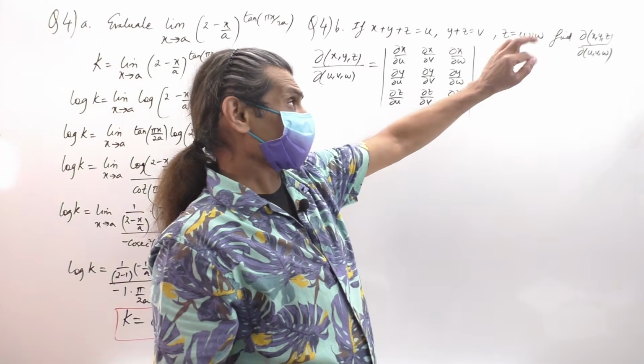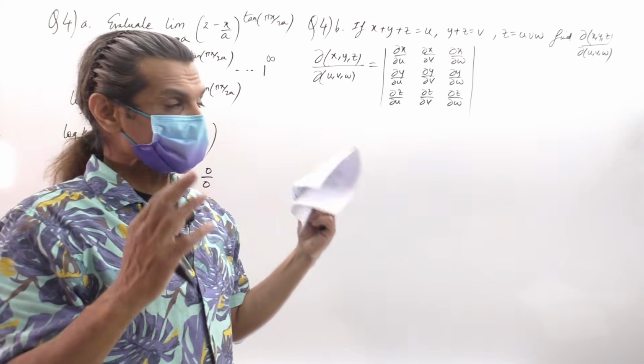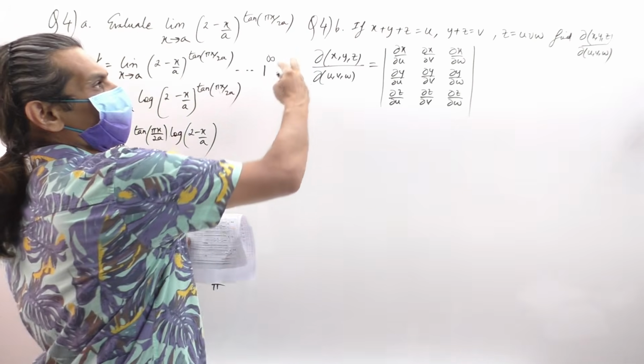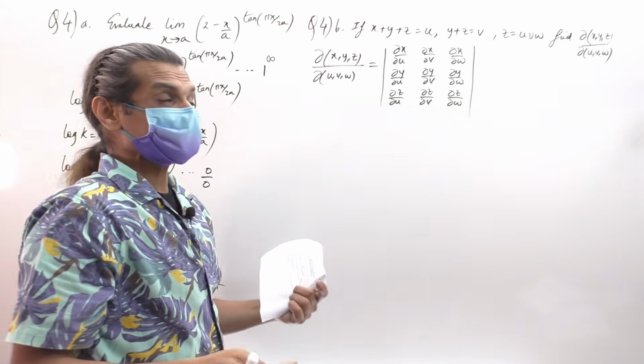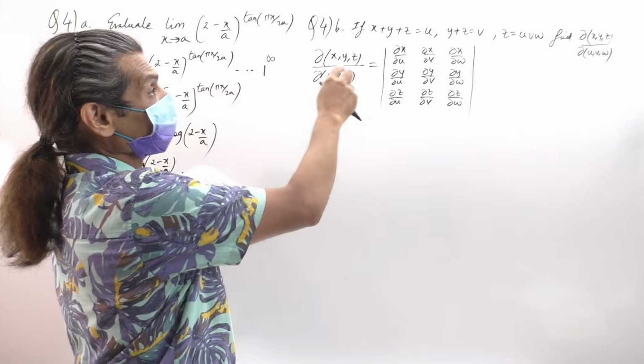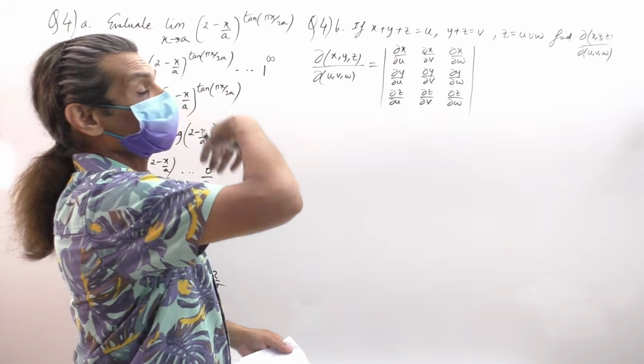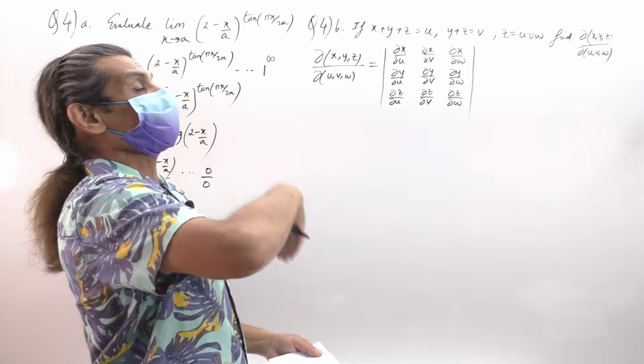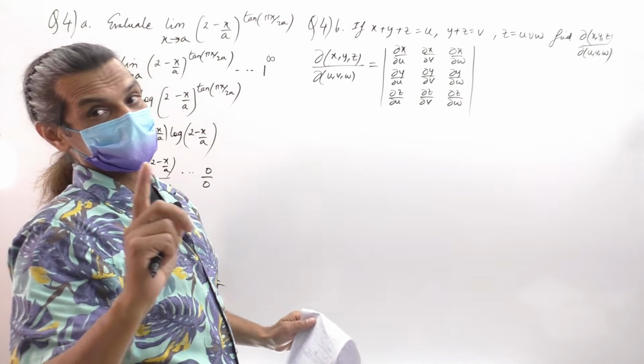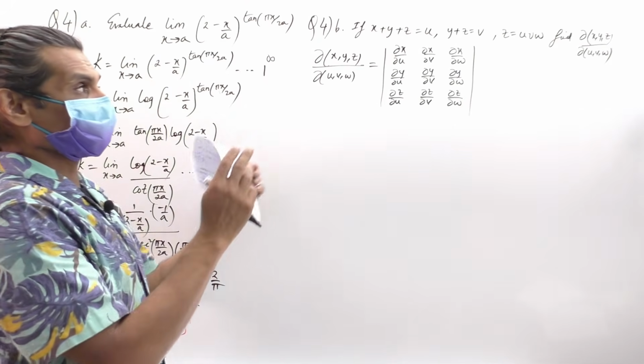Only z is there, no issue, but for the others, see. So what I'll do, I'll use my brains. I will play with these three equations and write x in terms of u, v, w, y in terms of u, v, w, and z in terms of u, v, w. That's how I will be able to obtain the solution for this.